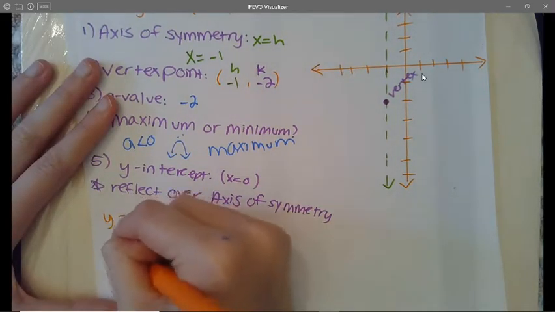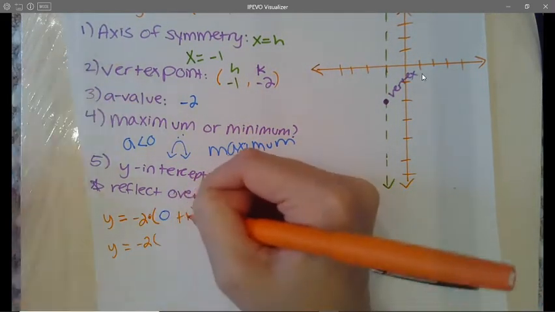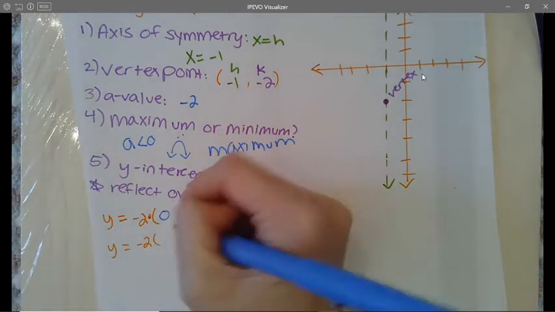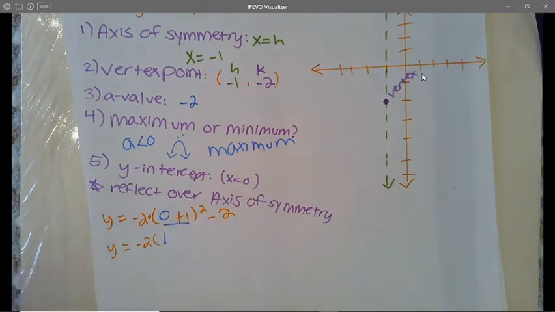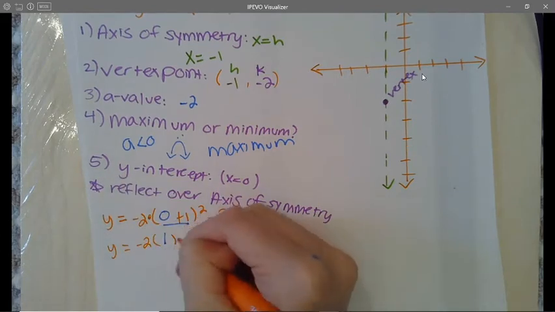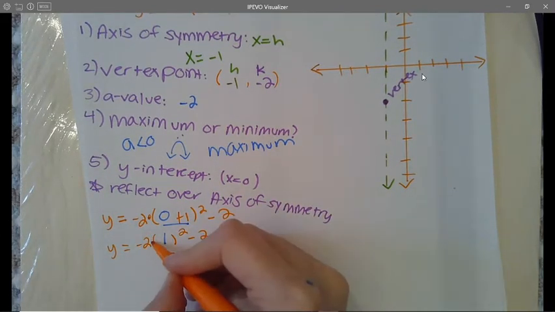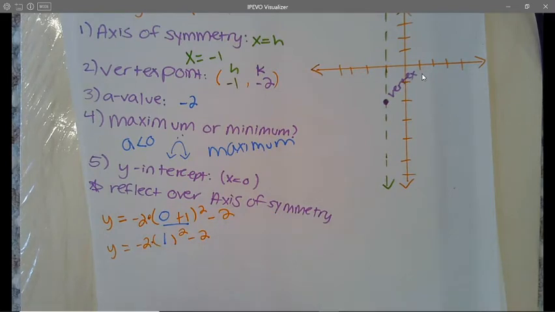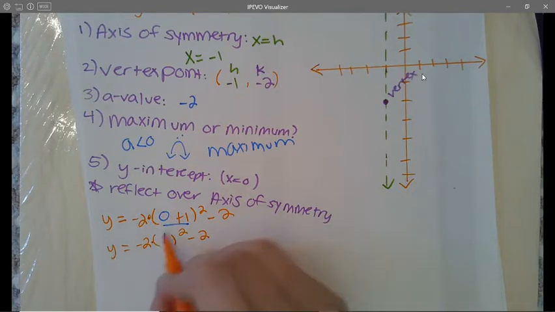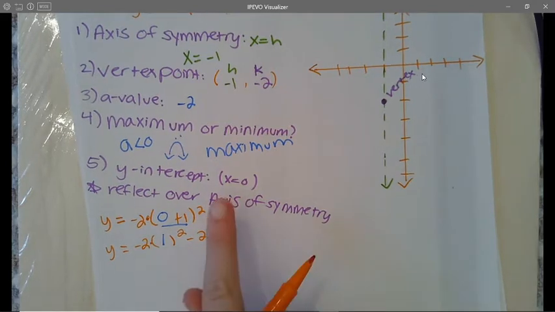Okay, so we have y equals negative 2 times 0 plus 1. Well, that is going to be 1. And then that will be squared minus 2. So don't forget, we do exponents before we multiply. So do not do negative 2 times 1 and then square that. We're going to do 1 squared, then times negative 2. So be careful. The demon cats are always out to get you.